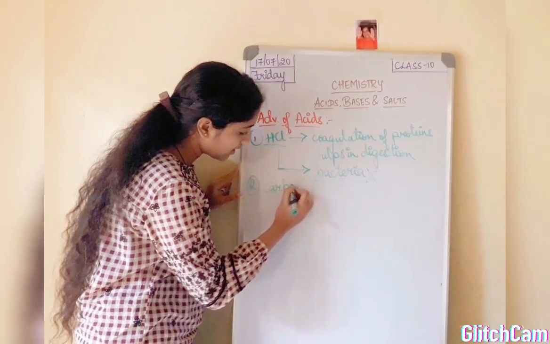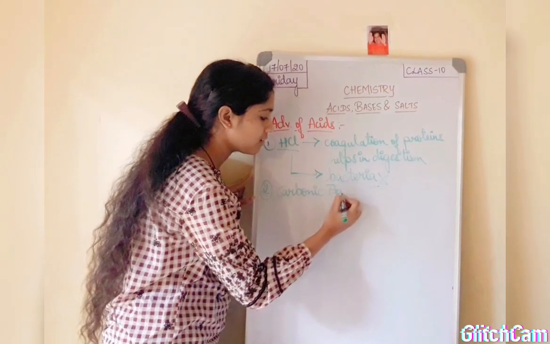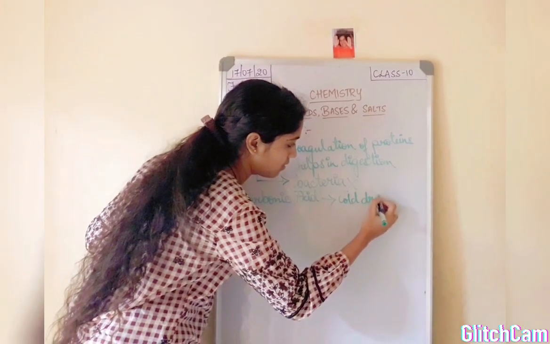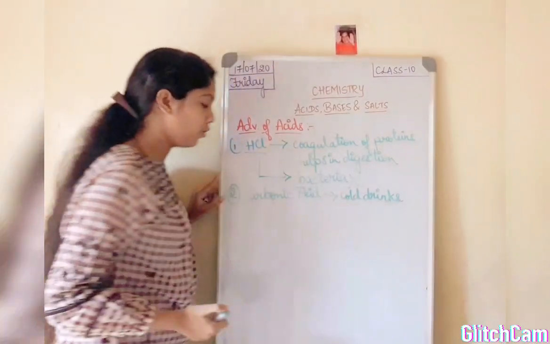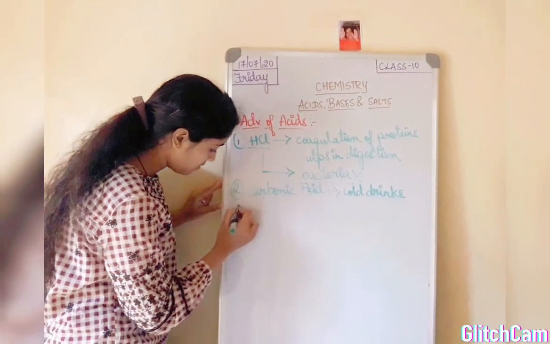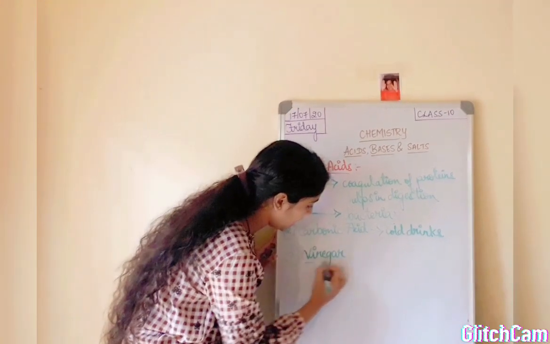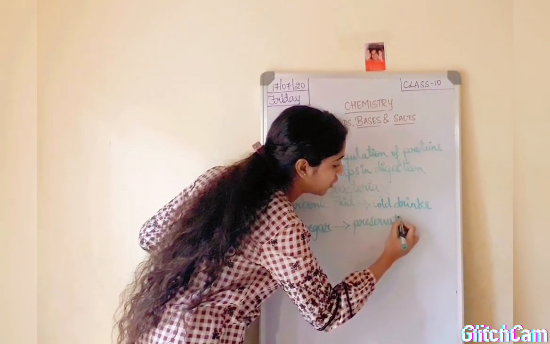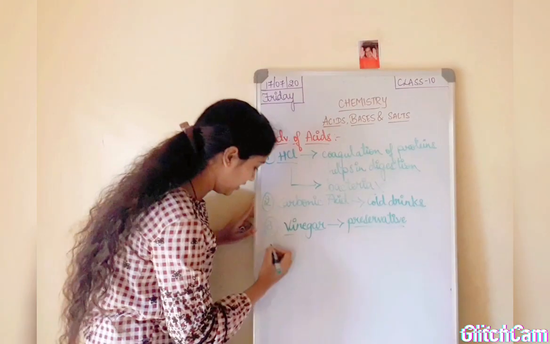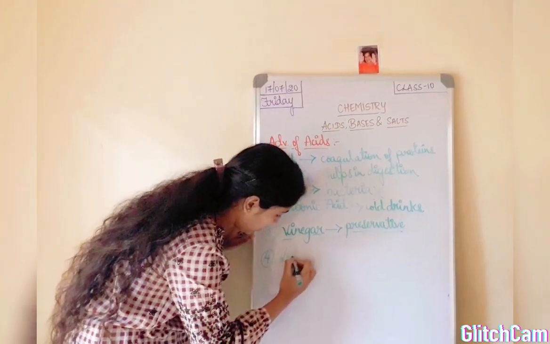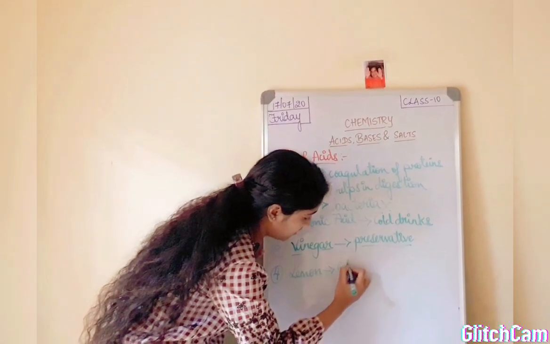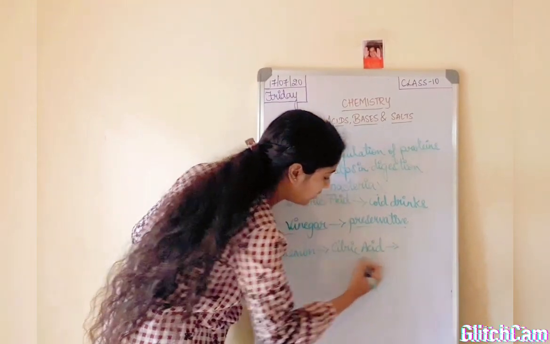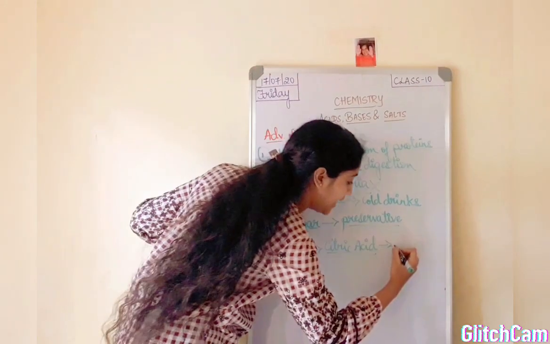carbonic acid. Carbonic acid is present in cold drinks. Next, vinegar is used as a preservative in pickles or also in Chinese food. So this is used as a preservative. Next, lemon. Lemon contains citric acid. Now this citric acid is used in case of indigestion.